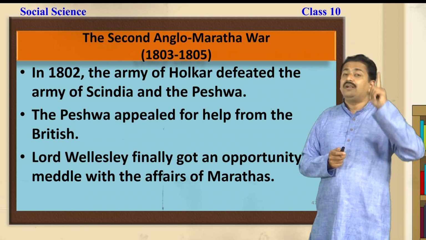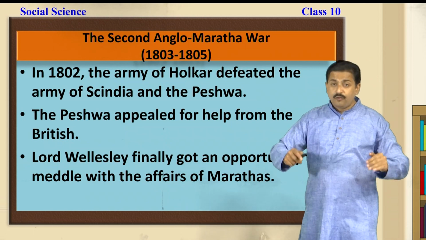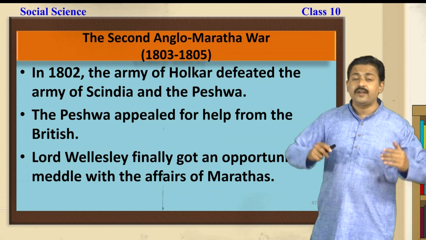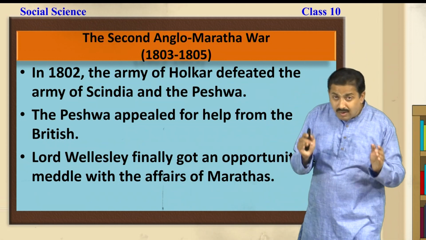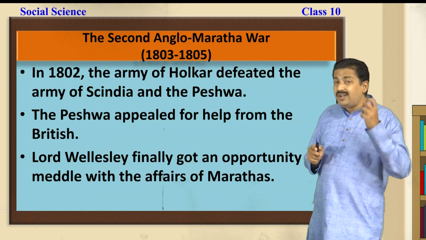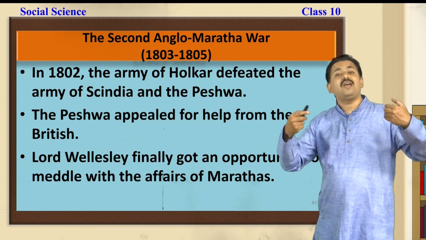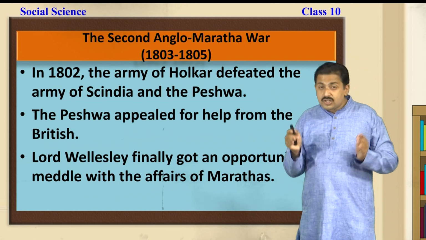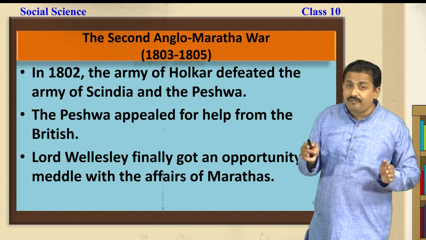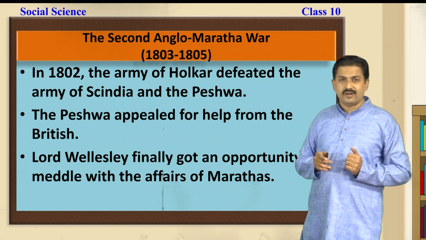He thought of taking the help of the British. Therefore, Peshwa Bajirao II voluntarily approached the British for help. At this point of time, the British wanted to exploit this situation in their favor. So, it was very easy for the British to meddle in the political affairs of the Maratha Confederacy.